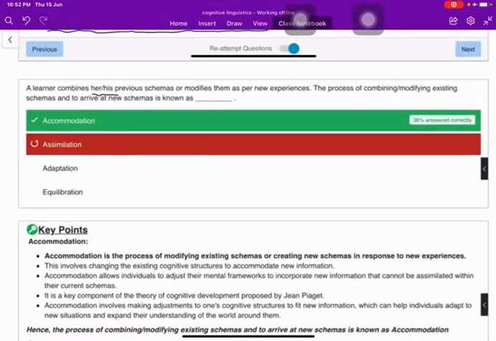A learner combines previous schemas or modifies them as per the new experiences. The process of combining or modifying existing schemas and to arrive at new schemas is known as what? So that's accommodation.